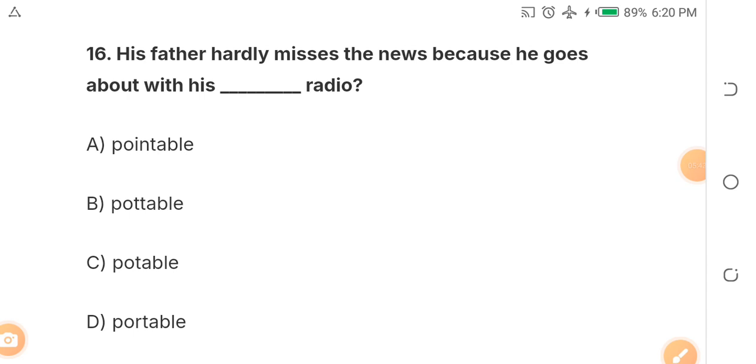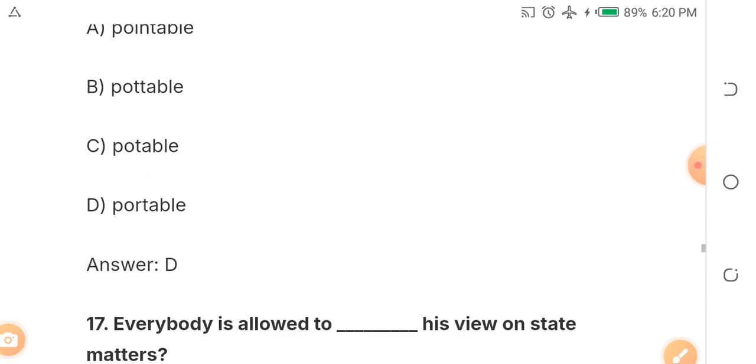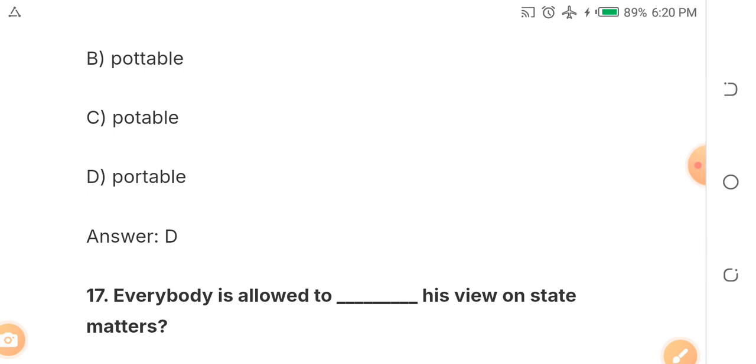His father hardly misses the news because he goes about with his dash radio. Portable radio. The answer is D, portable radio. P-O-R-T-A-B-L-E. Portable means something that can move, that is movable. Something that can easily be shifted from one place to the other.